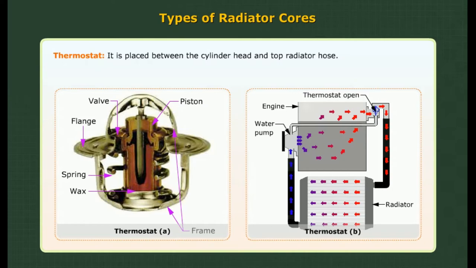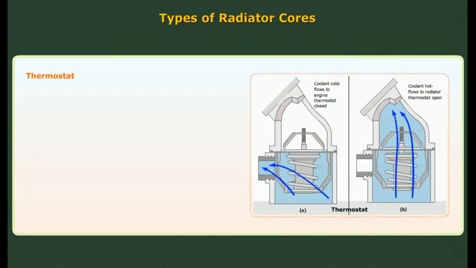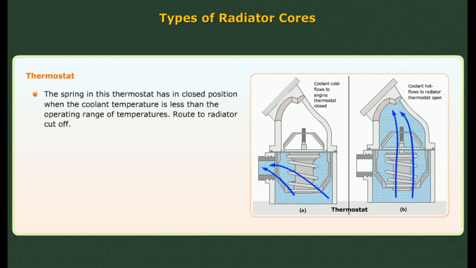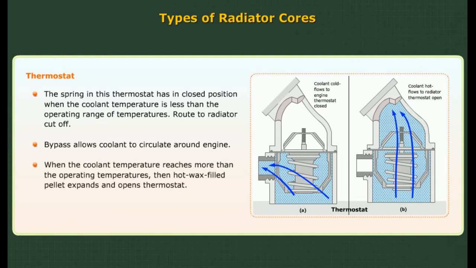Thermostat. It is placed between the cylinder head and top radiator hose. Its purpose is to close off this passage when the engine is cold. The spring in this thermostat has to be in a closed position when the coolant temperature is less than the operating range of temperatures. Route to radiator cut off. Bypass allows coolant to circulate around the engine. When the coolant temperature reaches more than the operating temperatures, then the hot wax filled pellet expands and opens the thermostat. Coolant is allowed to flow to the radiator and the bypass port is blocked.